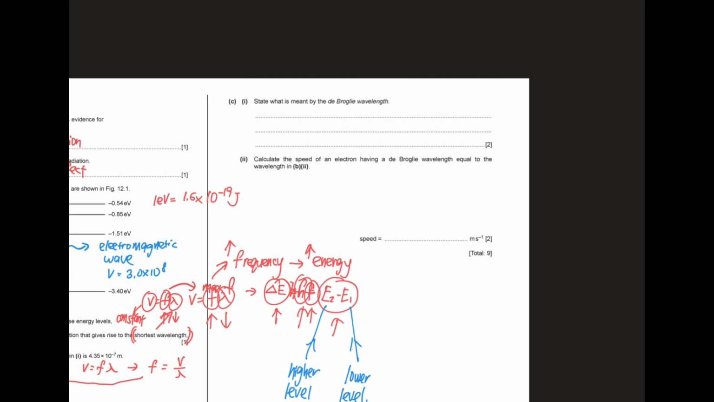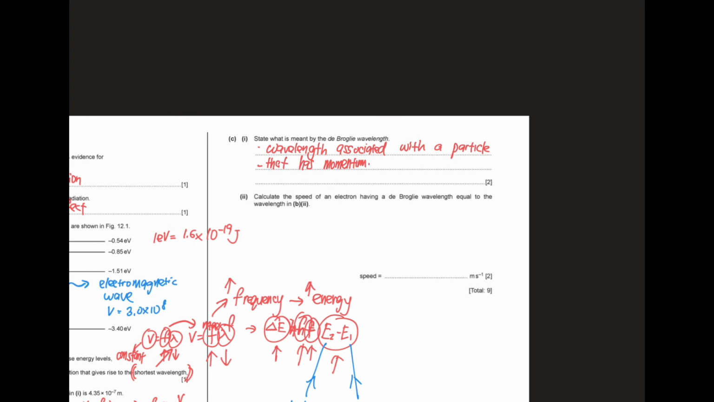Now let's look at the other side of the question. State what is meant by de Broglie wavelength. This is the wavelength associated with a particle that has momentum.